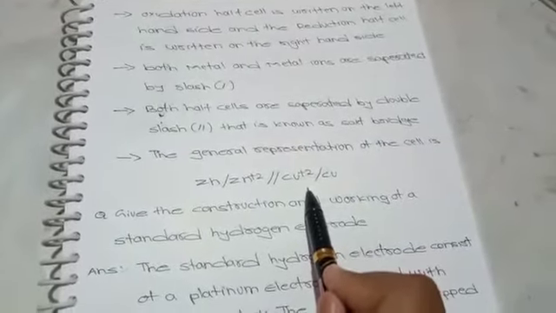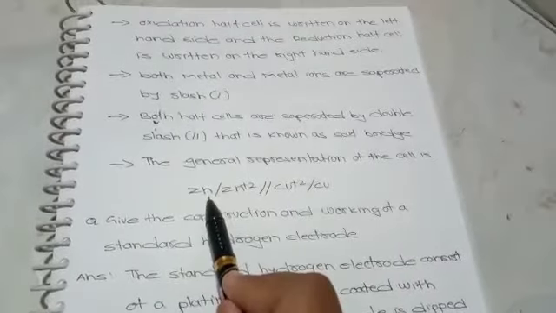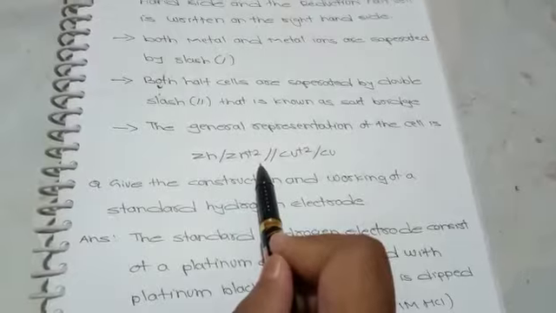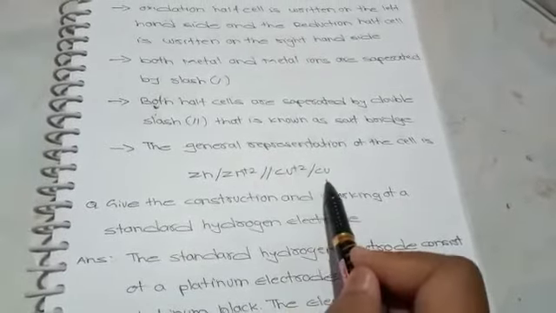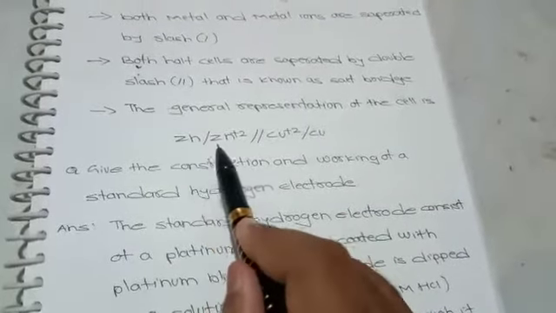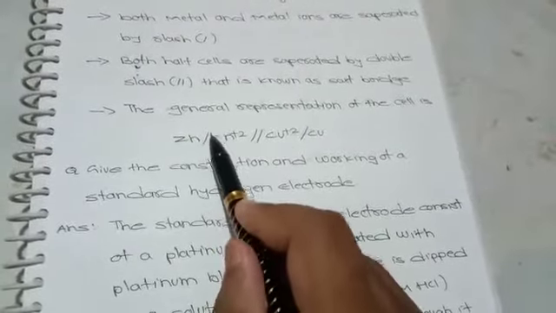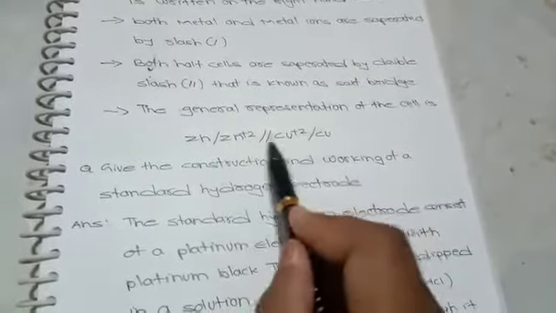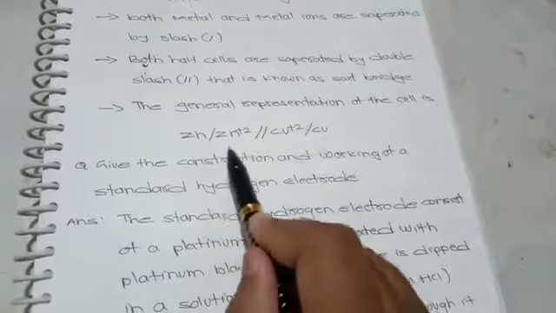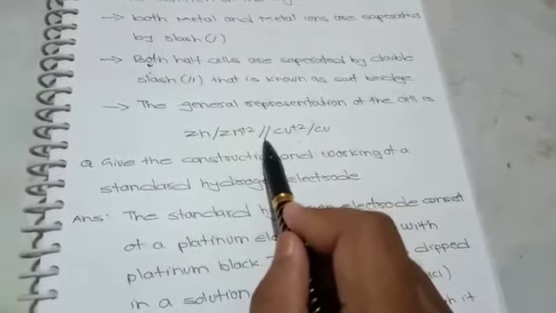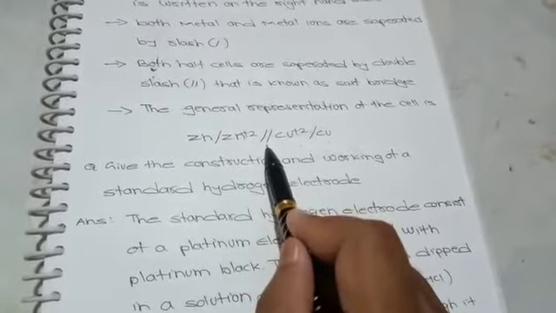That is, oxidation is written on the left hand side, that is the oxidation reaction, and the right hand side represents the reduction reaction. Okay, and the metal and the ions are separated by a slash. And both these half cells, that is the oxidation half cell and the reduction half cell, are separated by a double slash. Here this double slash is simply called your salt bridge, right? Those are the points given here.